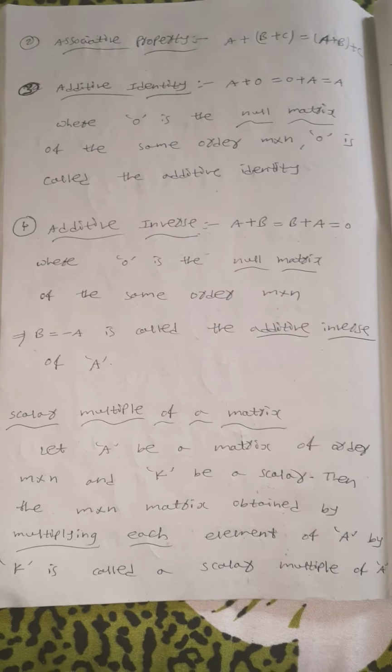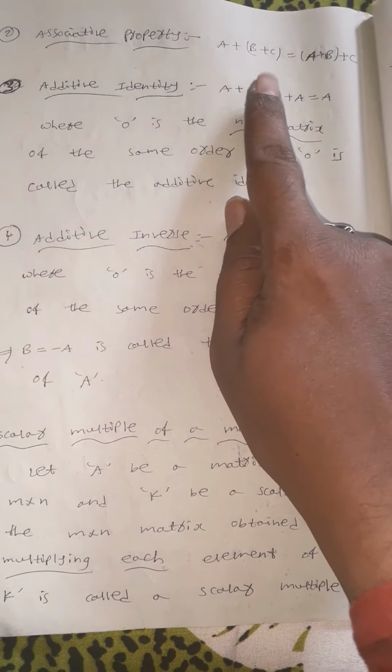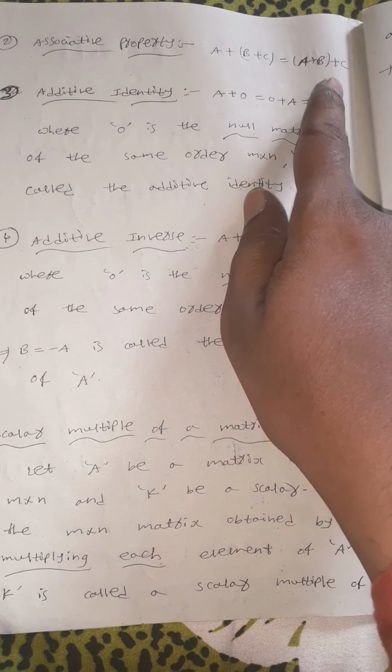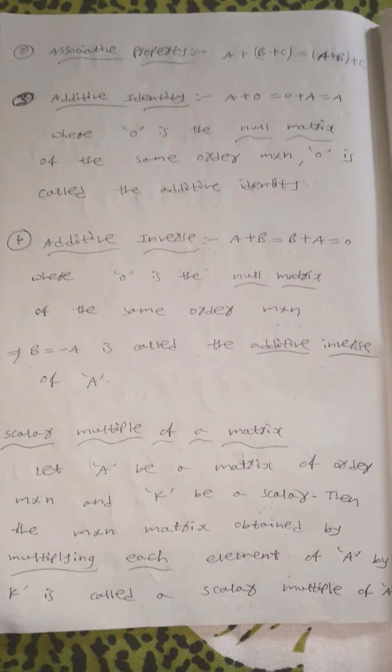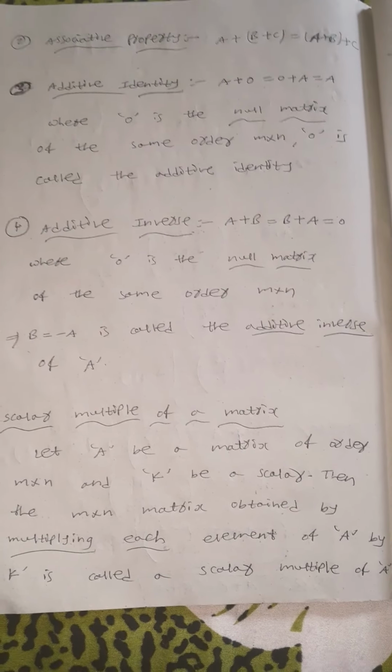Next, associative property. A plus (B plus C) is equal to (A plus B) plus C. In a similar way you can take examples and you can prove.